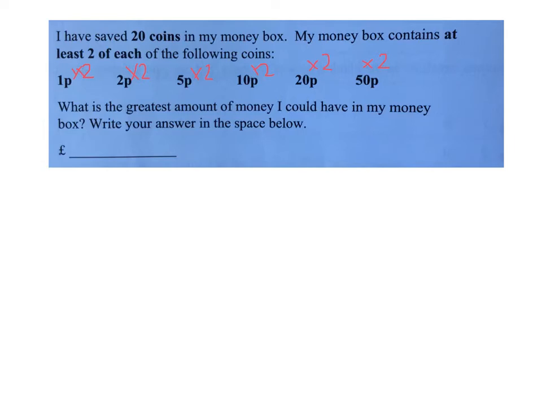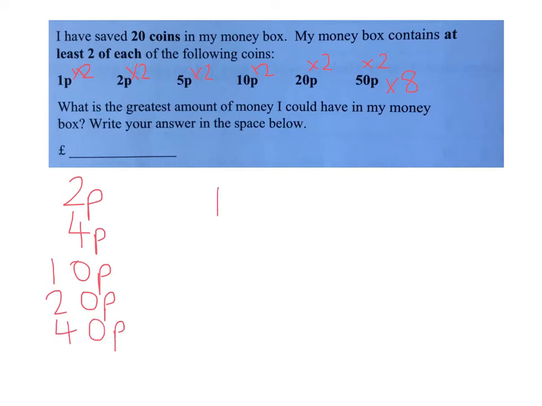Well, the question wants to know what's the greatest amount of money I could have. If you want lots of money, you would choose the greatest value, and you would have another 8. So I would have another 8 50p coins. Now we have to work out the total. So my 2 1p's give me 2p, 2 2p's give me 4p, 2 5p's give me 10p, 2 10p's give me 20p, 2 20p's give me 40p, and then we have 10 50p's. 10 50p's are £5 because that is 500p.